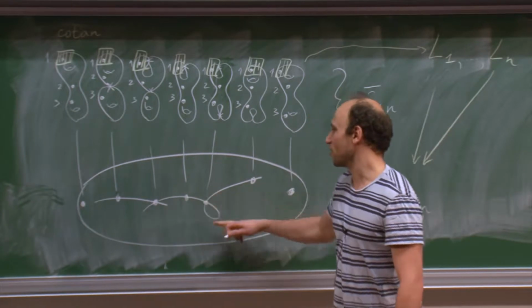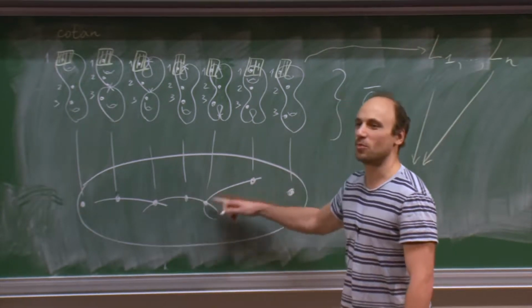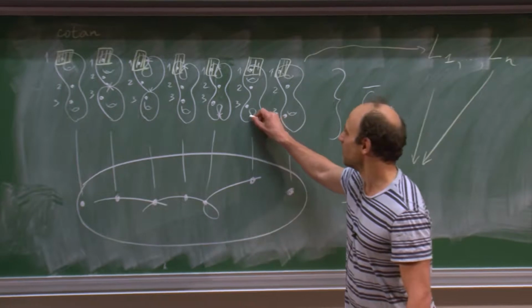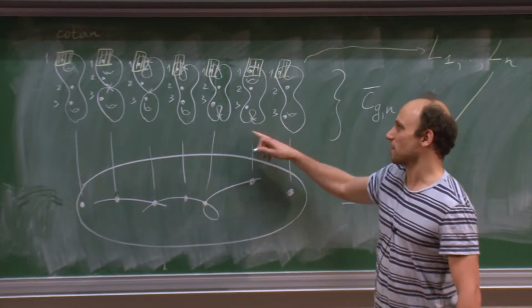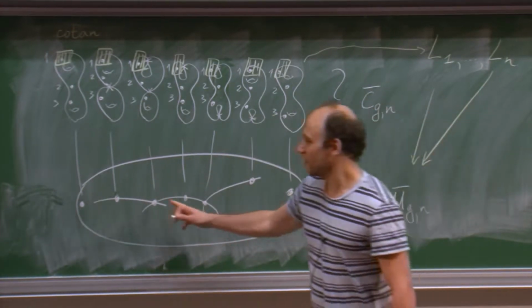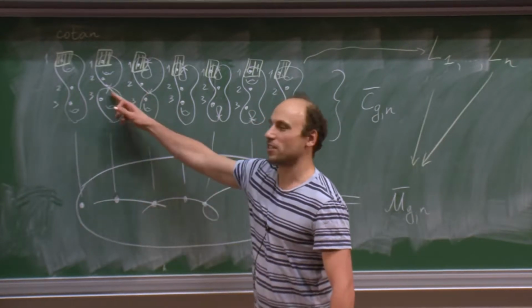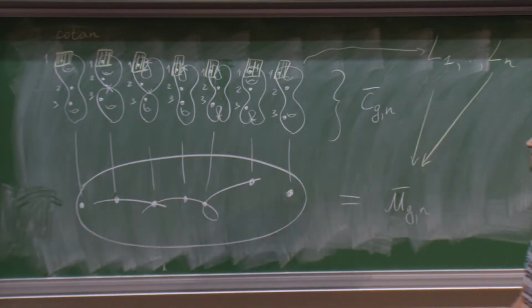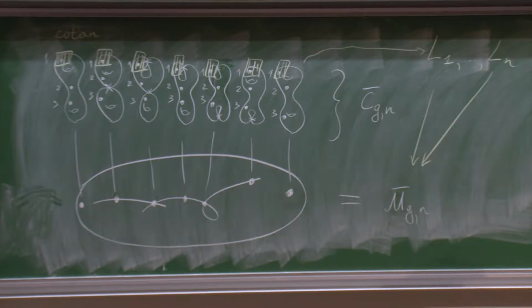This is called the boundary. That's the component of the boundary that corresponds to non-separating nodes. So if you normalize this curve, it stays connected. Here you have a component where if you normalize the curve, it becomes disconnected. There are several components like that.